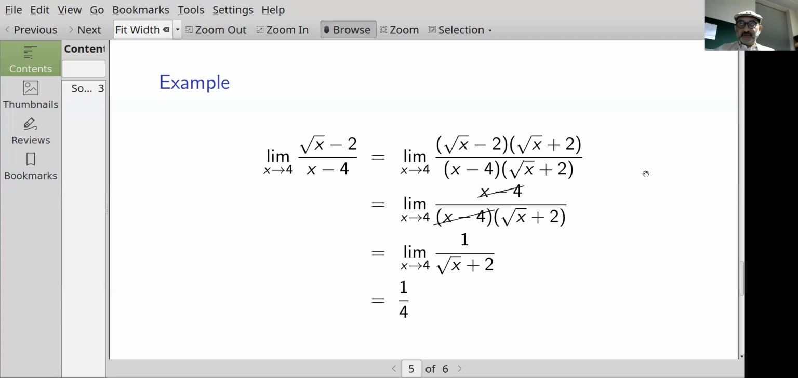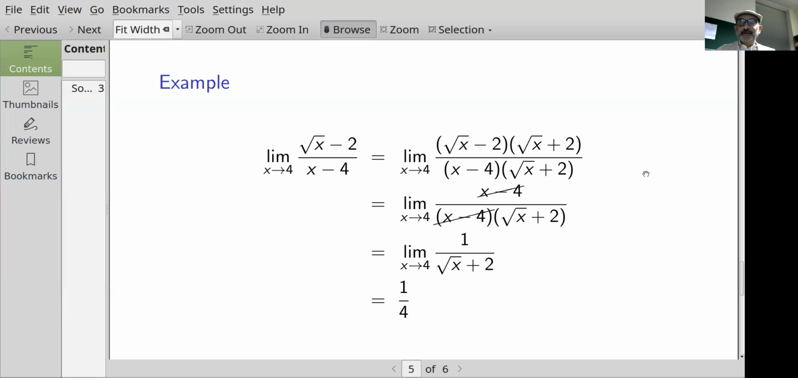Now we can cancel out the x minus 4 factors on the top and the bottom, and I have the limit as x goes to 4 of 1 over root of x plus 2. Well, as x goes to 4, the root of x gets very, very close to 2, so this is going to get very, very close to 1 over 2 plus 2, which is 1 over 4.